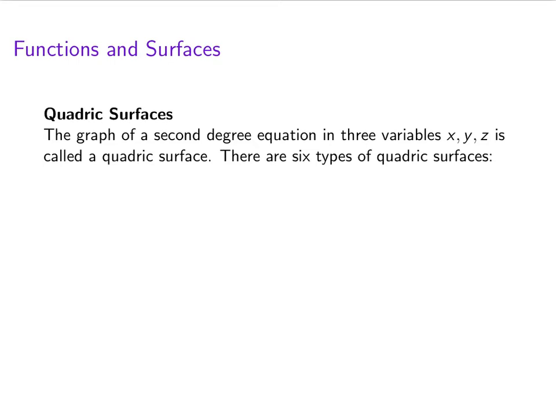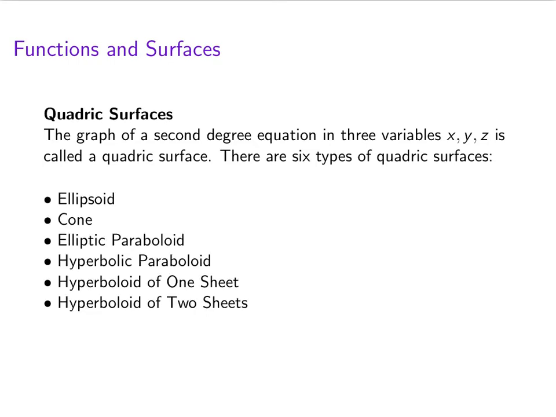Now there are 6 types of quadric surfaces. There's ellipsoids, cones, elliptic paraboloids, hyperbolic paraboloids, and hyperboloids. And the hyperboloids come in 2 types, hyperboloids of 1 sheet and hyperboloids of 2 sheets. On the class website is a link to a file about quadric surfaces that shows you pictures of all of these things.